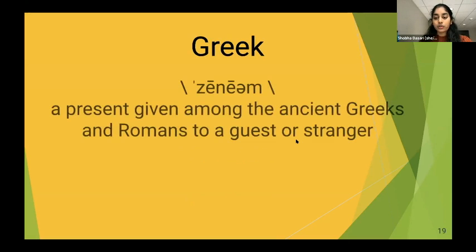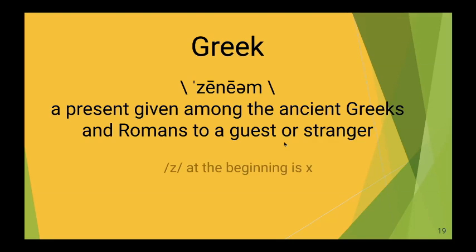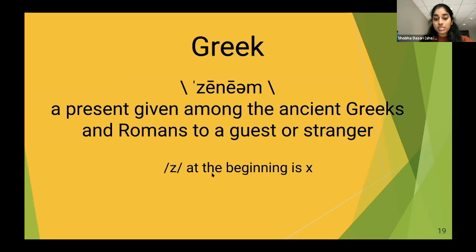Right, another Greek example is xenium. This is a present that is given among the ancient Greeks and Romans to a guest or stranger. Okay, lots of guesses. The pattern here is that the Z sound, especially at the beginning of a word, is spelled with an X. And so the correct spelling of this would be XENIUM.